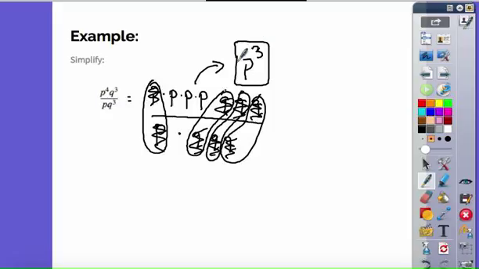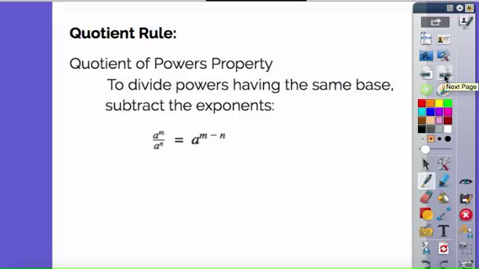So this is all using the definition, but there's a quicker way that we can do this without having to write out every single term and then cancel everything out. It's called the quotient rule, and the quotient rule says that to divide powers having the same base, I just subtract the exponents. So if I've got a to the m over a to the n, then I'm just going to subtract those exponents.